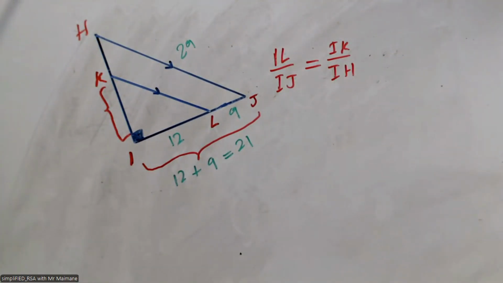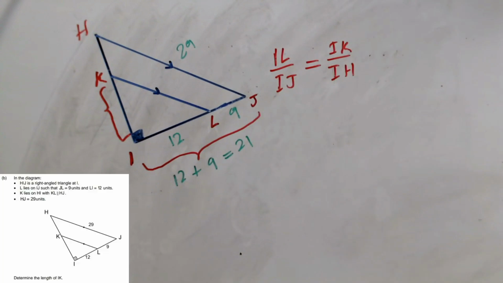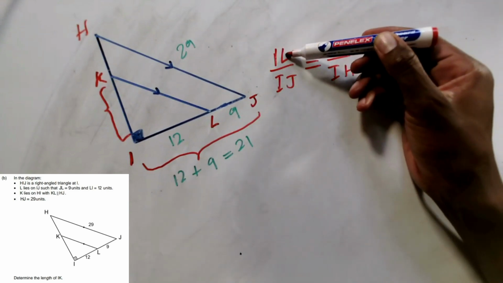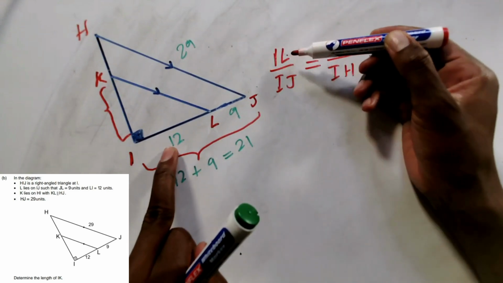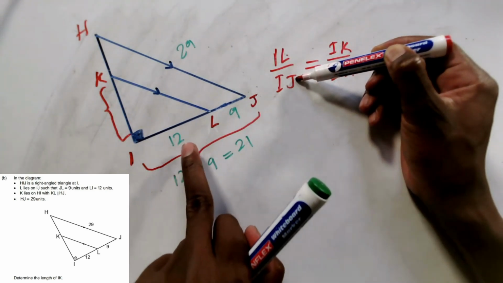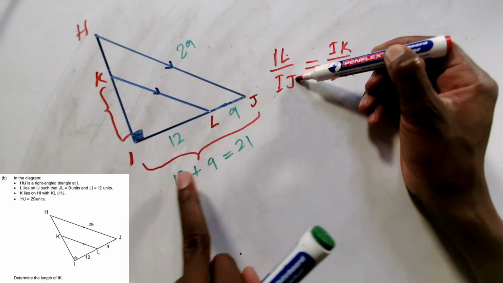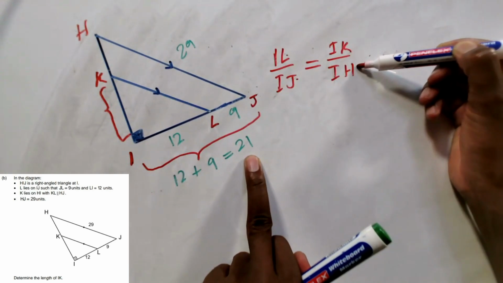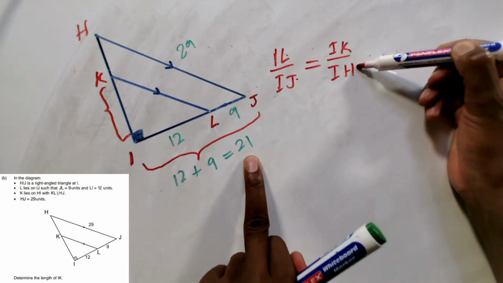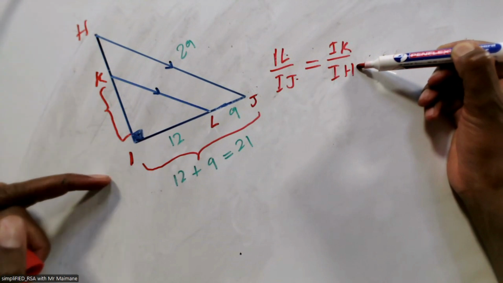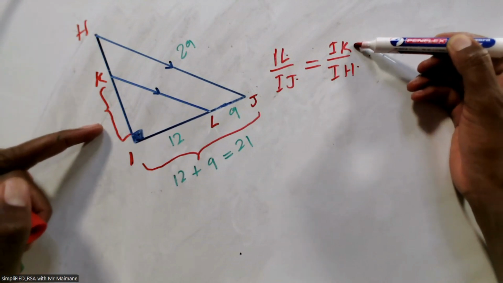That is us using proportionality then. IK over IH. And now I know I have to calculate IK. I have the value of IL. IL is 12 units. I'm happy. IJ, I just got IJ now because I added IL and JL to be 12 plus 9, which gives me 21. I'm happy. But do I have IH? This full side here. I don't have IH, which is going to make it hard for me to find IK.